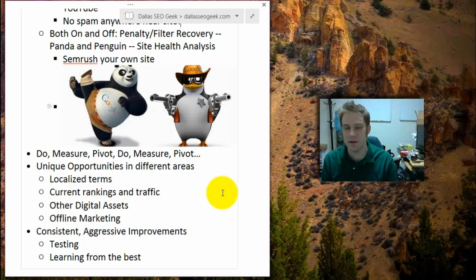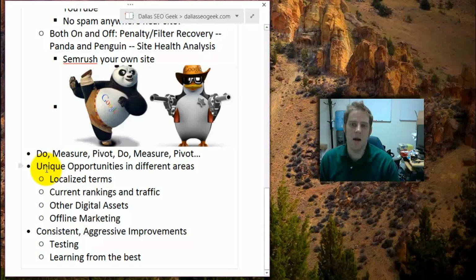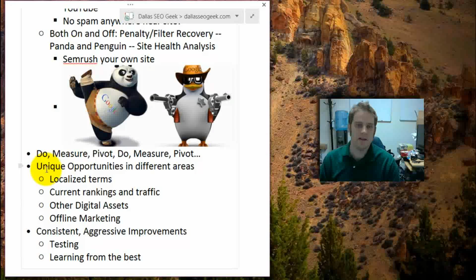You have competitors come along. You could have someone do negative SEO to your site. There's just too many different possibilities for me to describe right here. There's also unique opportunities in different areas. Even if it's the same company serving the same exact market, they still can have unique opportunities. But when you're talking about different companies in different markets and different cities, there's all sorts of opportunities.